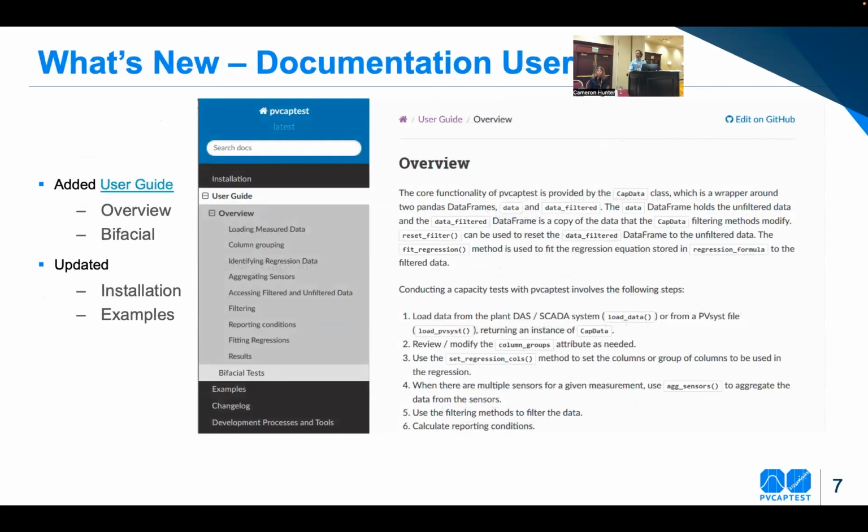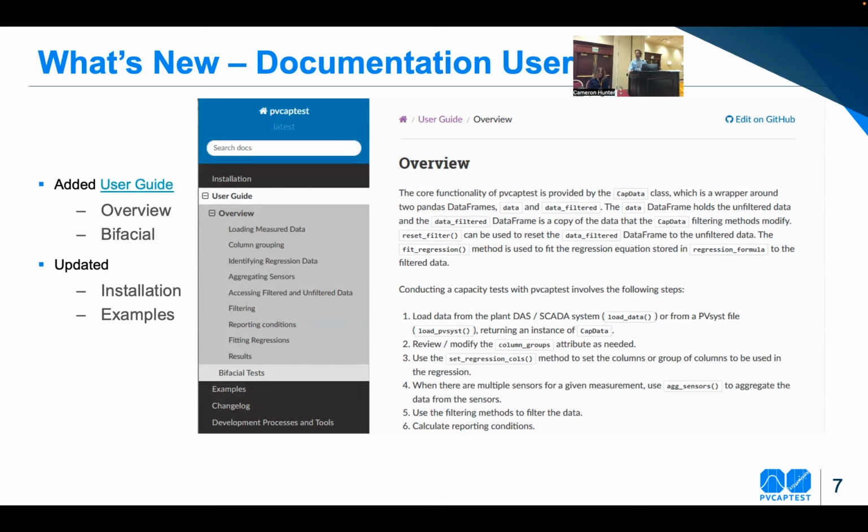So for the user guide, this didn't exist before. There were examples, so that was a good way to look at what was going on. But there's now a user guide. It's structured and organized generally to follow the steps that you would follow to perform the capacity test, and it kind of complements the examples in providing a bit more explanation of how all the different functions and classes and methods would fit together, and how that's structured to be able to facilitate performing the test.